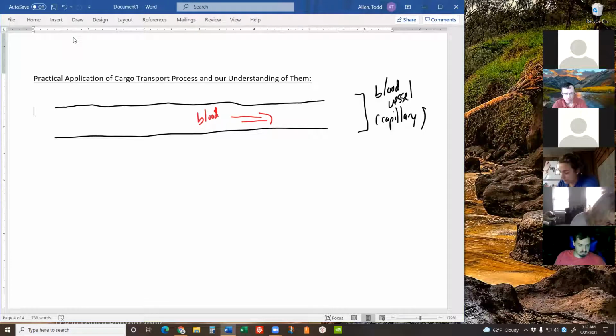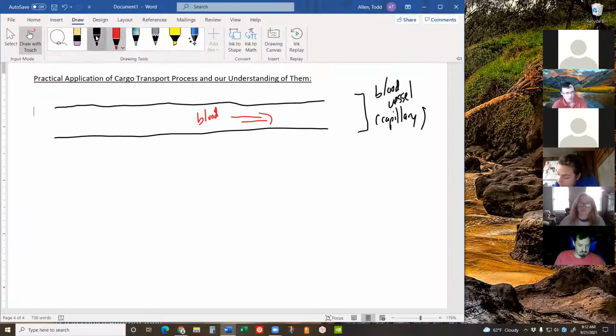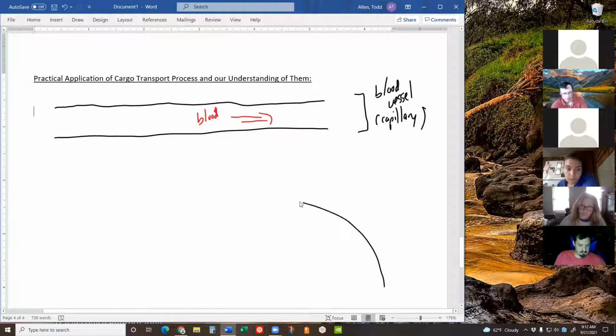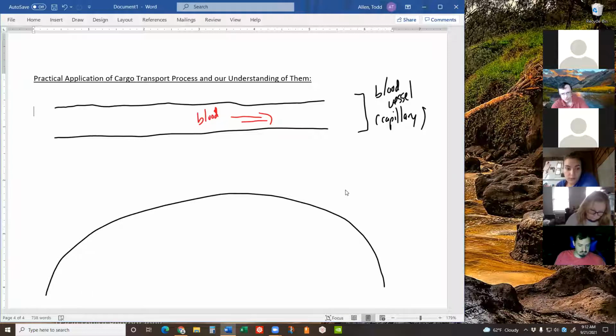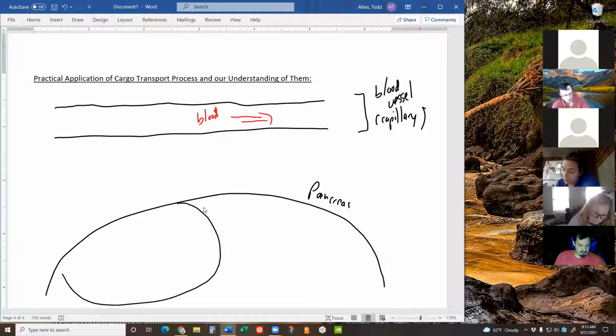Capillaries are found embedded in the fabric of organs of the body. Probably the most famous organ that we're going to deal with here in terms of sugar regulation is going to be the pancreas. So I'm just going to suggest that this is the pancreas. Obviously the pancreas itself is made of cells, so I'm just going to make a large pancreatic cell. So we have blood vessels, pancreas, and a pancreatic cell.